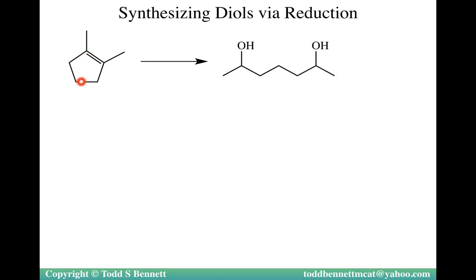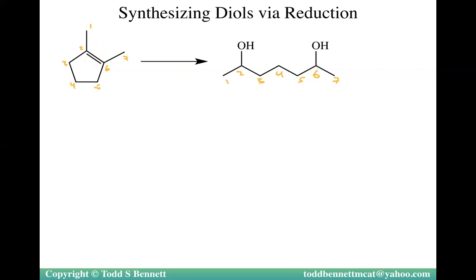Number of carbons, 5 in the ring, plus a 6 and a 7. So 7 carbons. 1, 2, 3, 4, 5, 6, 7. Okay. Let's go ahead and number it. 1, 2, 3, 4, 5, 6, 7. The O is on 2. The O is on 6. So somehow these had to turn into O's.